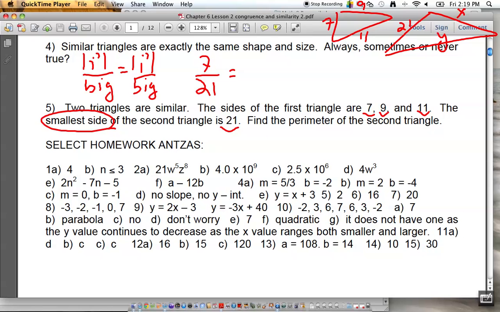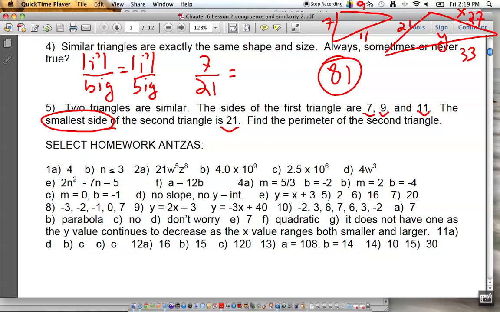7 is to 21. What do you notice about that? Multiply by 3. So then if this is 9, what would 9 times 3 be? 27. And then 11 times 3 would be 33. So now what's the perimeter? 27 and 33 adds up to 60, and 21 makes 81.